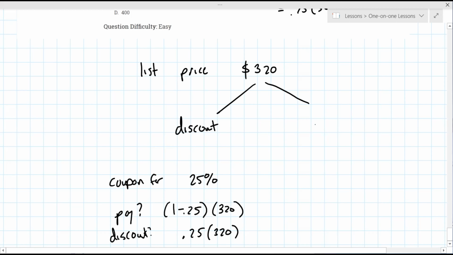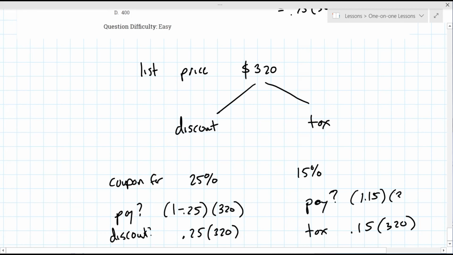The other type of question is the tax question, which is where it's an increase. I could say, well, tax is 15%. So I could ask you two things: how much do you pay, or how much is the tax? The tax is the easier one. It's 0.15 times 320. How much do you pay is the original amount plus the tax times 320. So notice all of these utilize that number. You're either multiplying, one minusing it, or one plussing it. Okay.